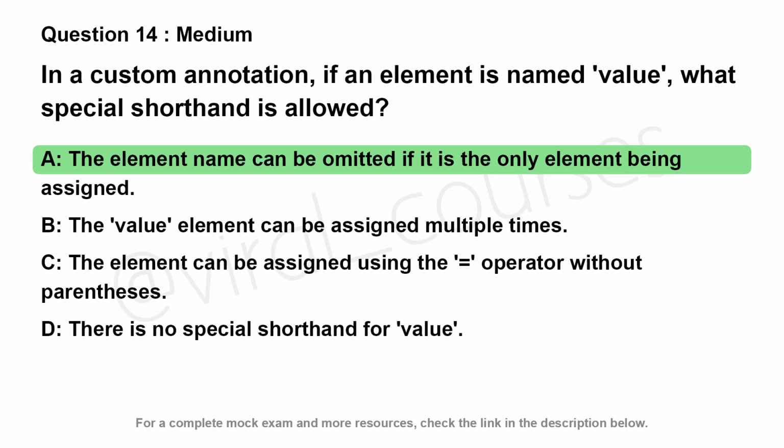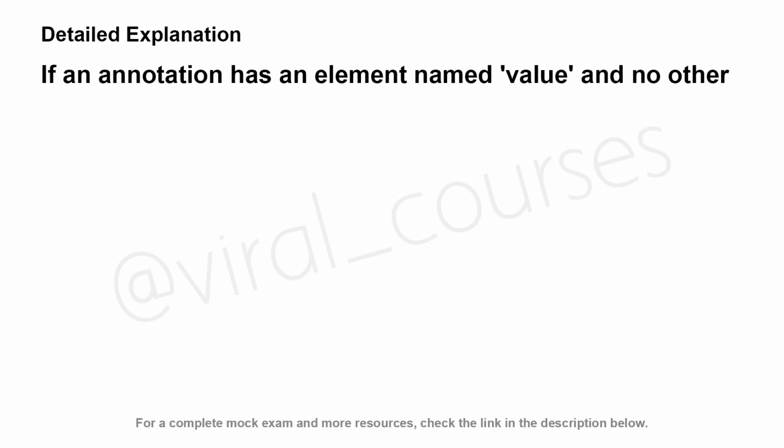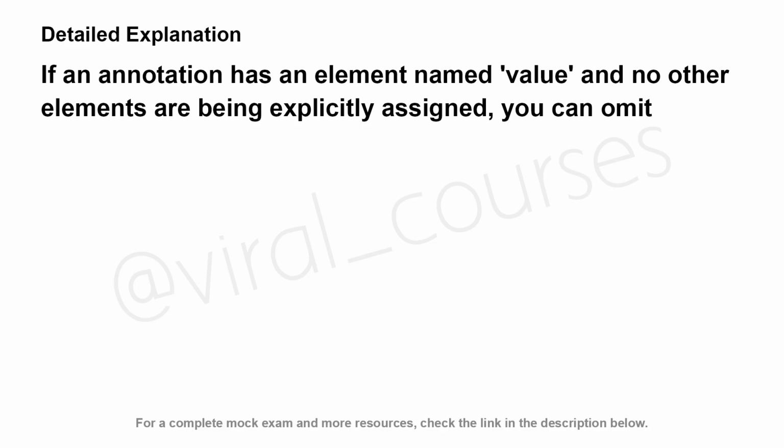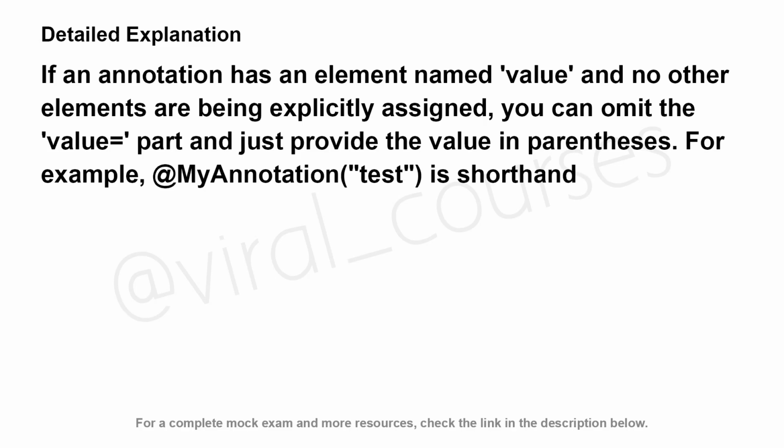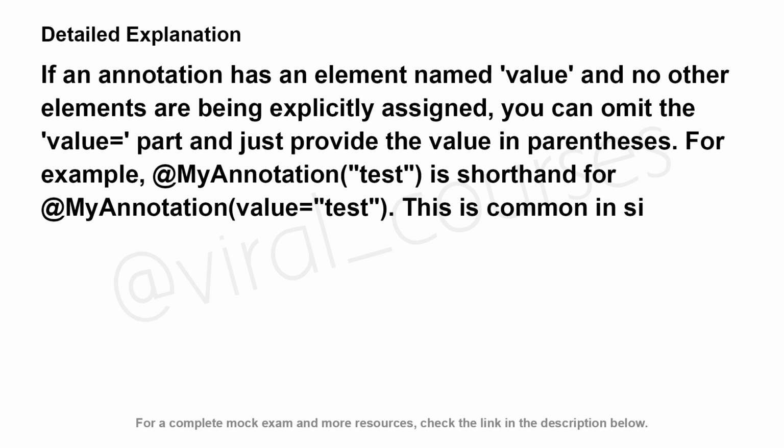The correct answer is A. If an annotation has an element named value and no other elements are being explicitly assigned, you can omit the value equals part and just provide the value in parentheses. For example, @myAnnotation("test") is shorthand for @myAnnotation(value = "test"). This is common in single value annotations.